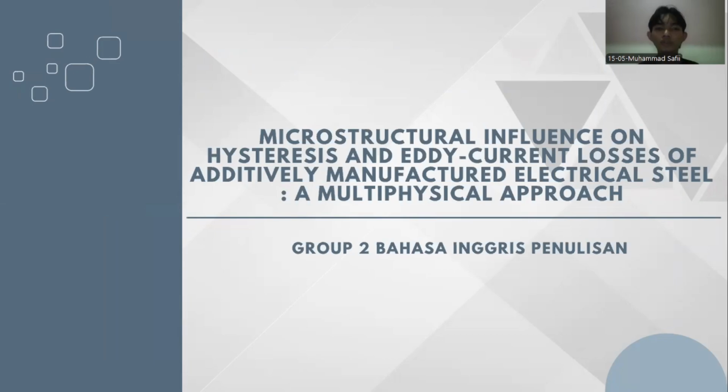Everyone, in this video we will present our topic entitled Microstructural Influence on Hysteresis and Eddy Current Losses of Additively Manufactured Electrical Steel, a Multiphysical Approach. This presentation is part of our group assignment for the English writing course, focusing on how to explain tables, graphs, and diagrams. The topic discusses how microstructural properties influence hysteresis and eddy current losses in additively manufactured electrical steel, which is important for improving electrical material performance.